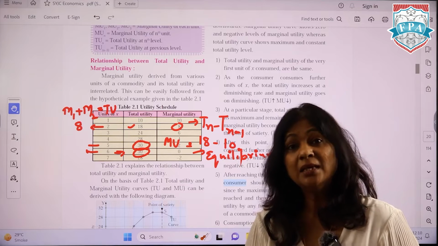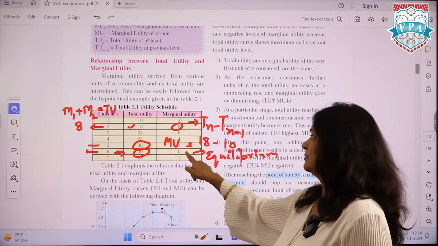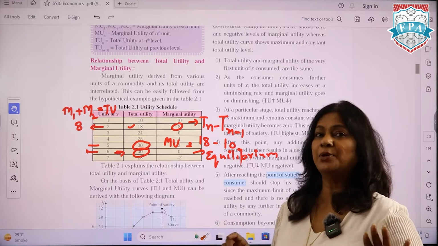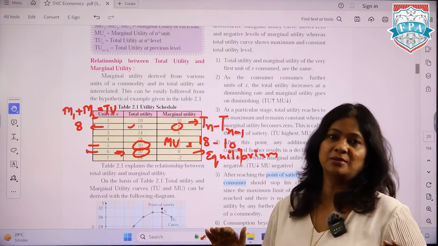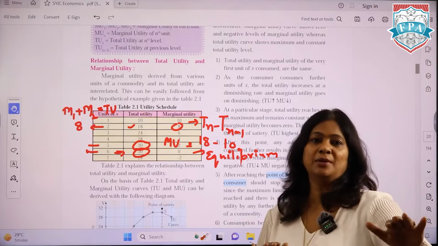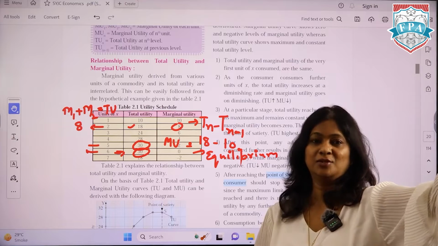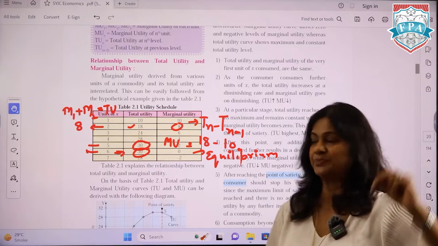सेकेंड चीज आपने क्या सीखी? जब MU 0 हो जाता है तब वो पॉइंट ऑफ इक्विलिब्रियम है, दैट मीन्स दैट्स अ पॉइंट ऑफ सैटिस्फैक्शन. Yeah, this is the time you should stop. So when MU is 0, TU would be the highest. So this is the second thing which you understood.